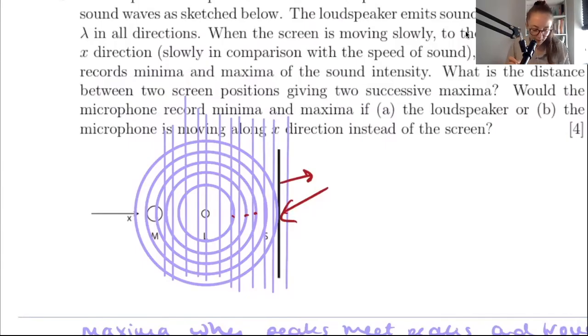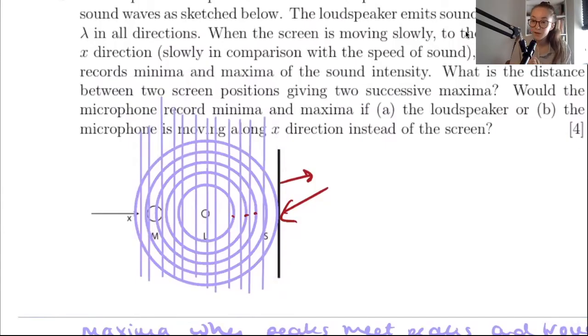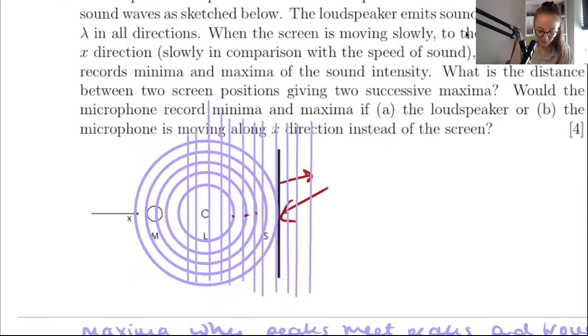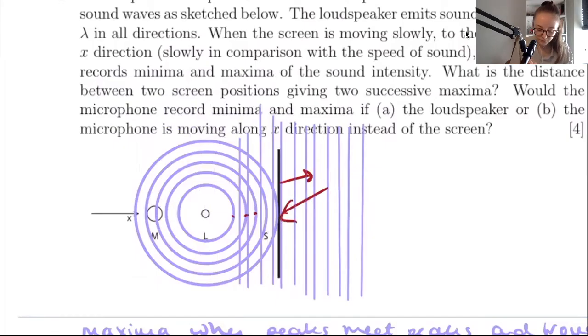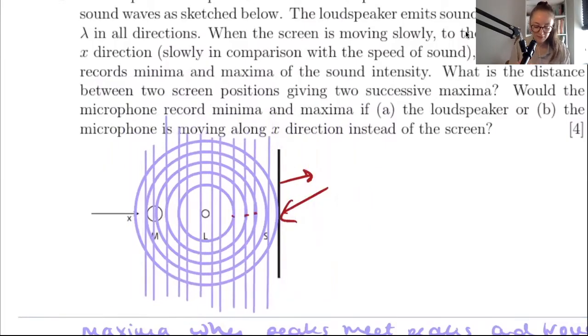And at this point, peaks no longer meet peaks along this axis where the microphone is. Say something like this, the peaks miss the peaks and they might hit the troughs instead. So it will hear maxima and minima as these reflection lines move. However, if the microphone is moving, that means these reflection lines stay matched up to a certain position with these transmitted lines, if you will.